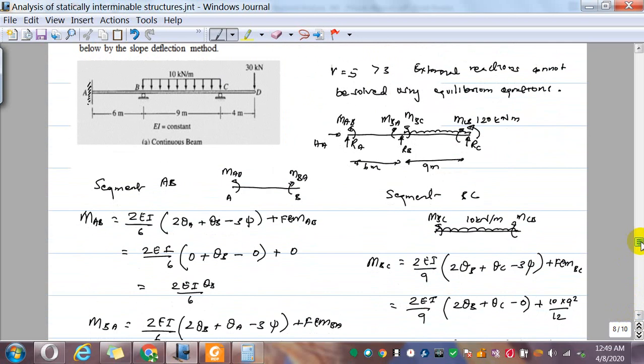Now these are the set of equations. If we want to solve this, we need to get the equilibrium conditions. If you consider the support A, it's a fixed support, it can carry moment. So there can be net moment acting at support A. But support B is a pin roller. At a roller support, you cannot have any net moment acting on it. So there is the MB acting, there is the MBC acting, and the sum of those two should be 0 because it's a roller. Similarly, at C also the sum of these two moments should be 0.